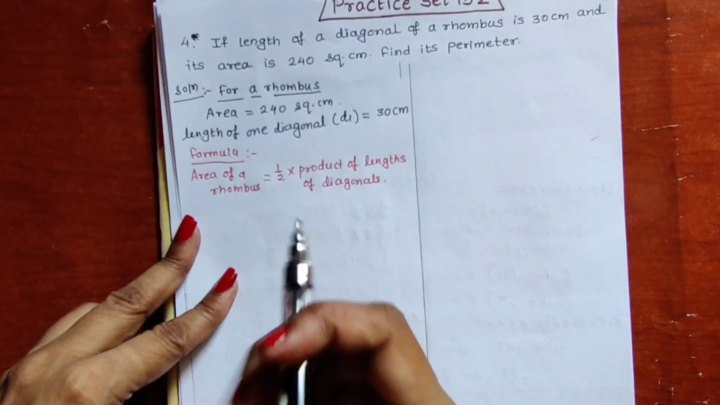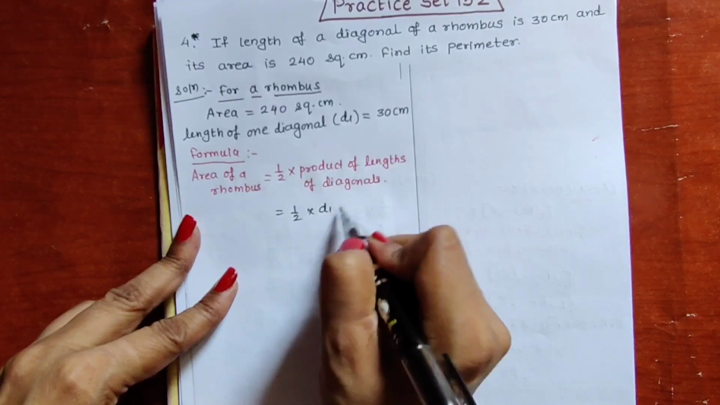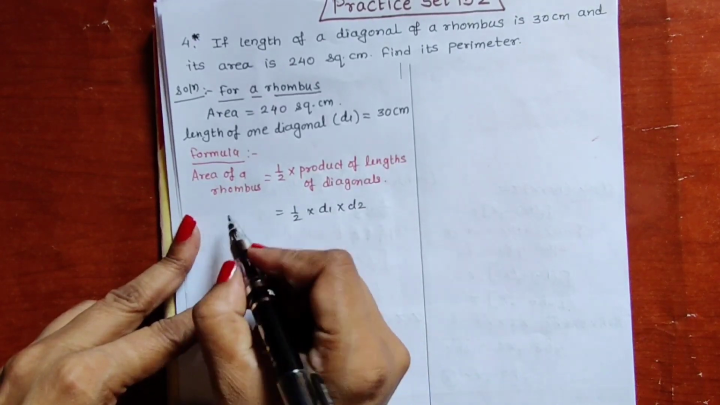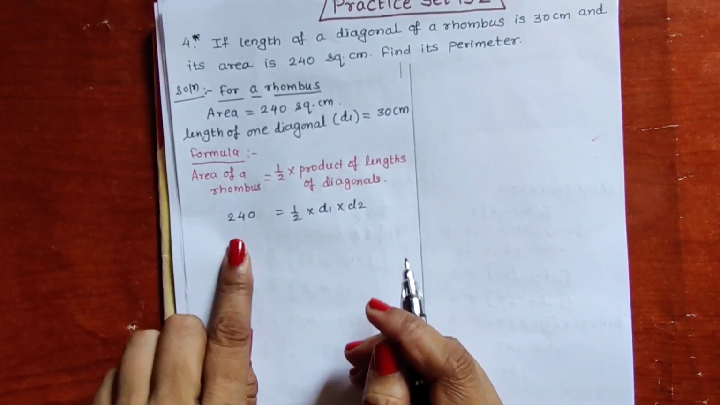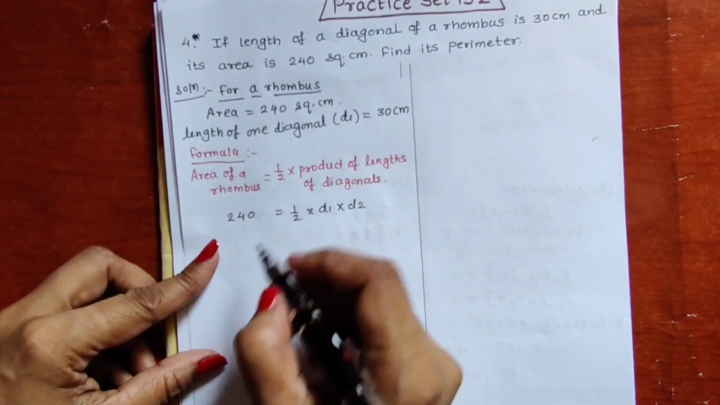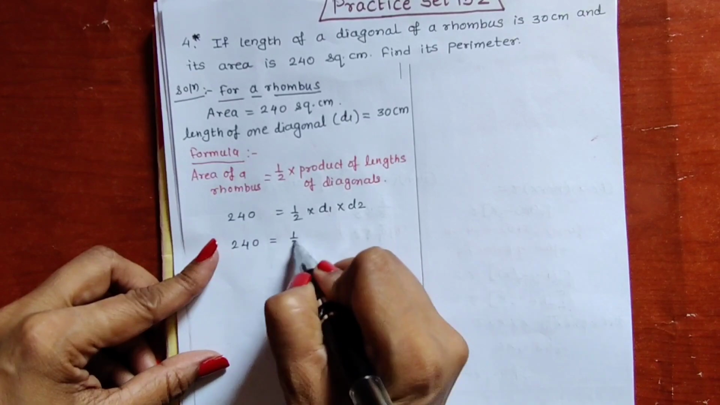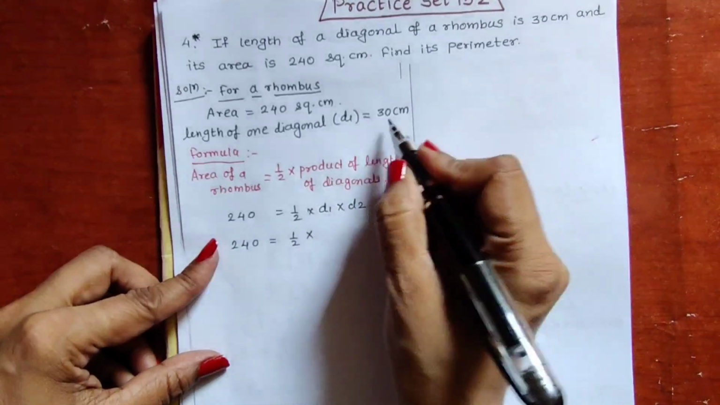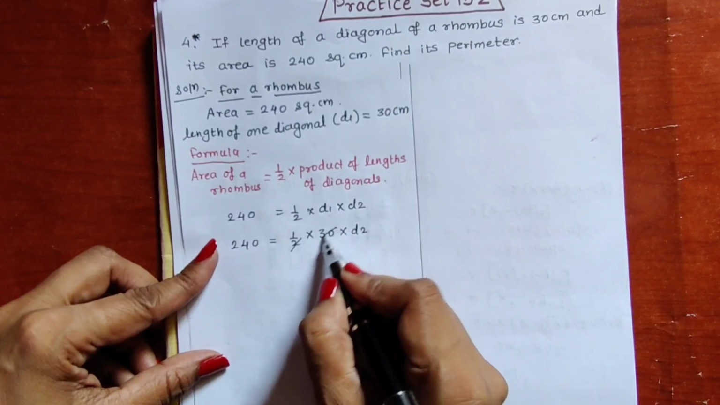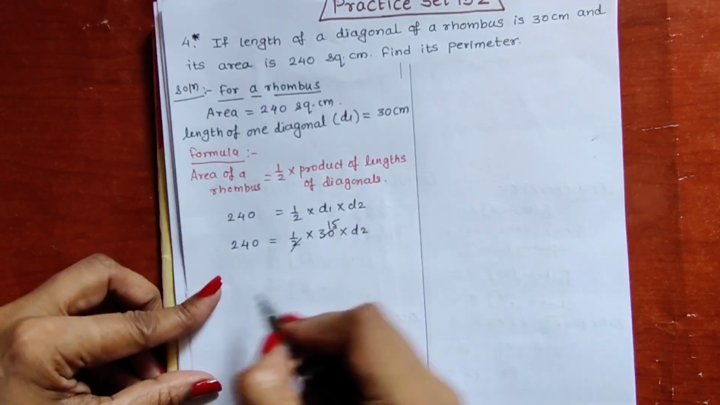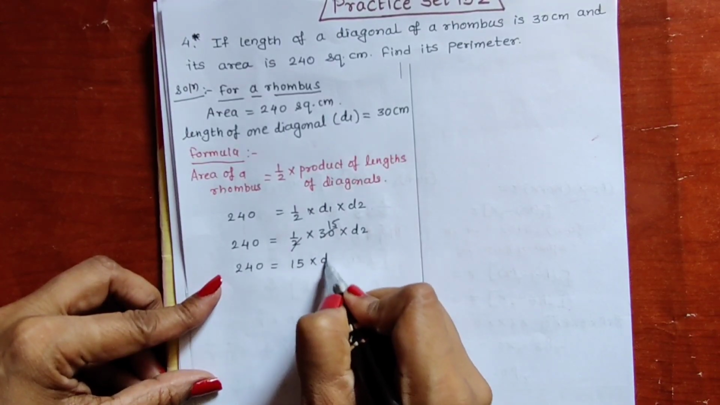Okay, so that means half into D1 multiplied by D2, and area of rhombus is given to us, which is 240. So we should write the value below area. Now we will be writing the D1 value also. 240 is equal to 1 upon 2 multiplied by D1. We have got 30 multiplied by D2. So we can cancel this 30 by 2. 2 ones are 2, 2 15s are 30. So we are getting 240 is equal to 15 multiplied by D2.